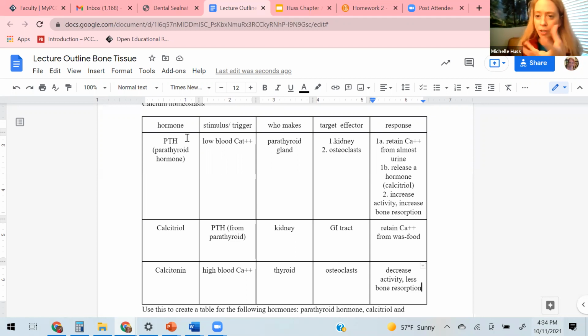When it's PTH, you're taking from the bone to put into the blood. When it's calcitriol, you're taking from the bone, putting into the blood.